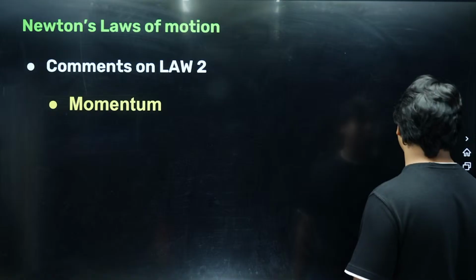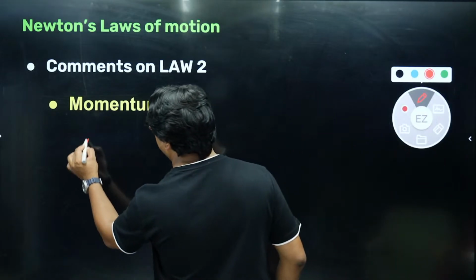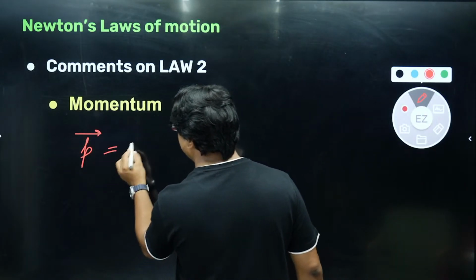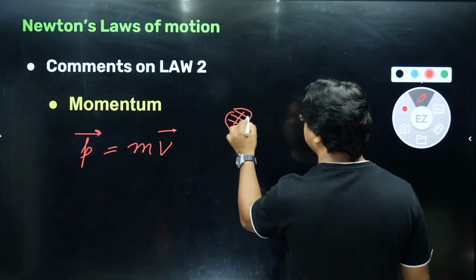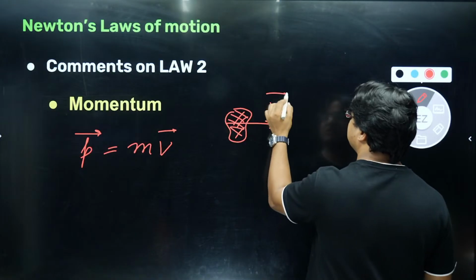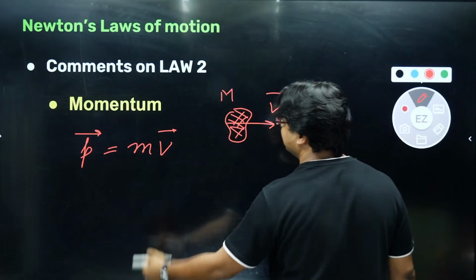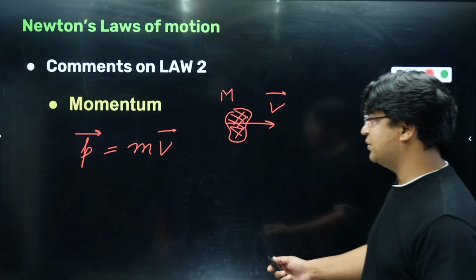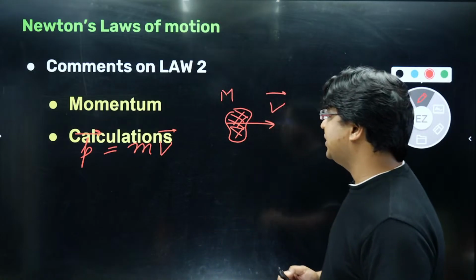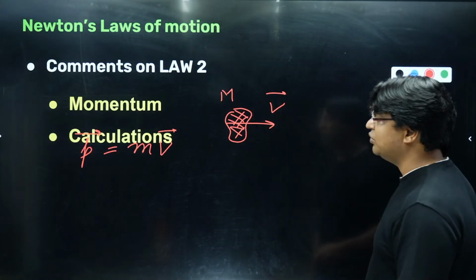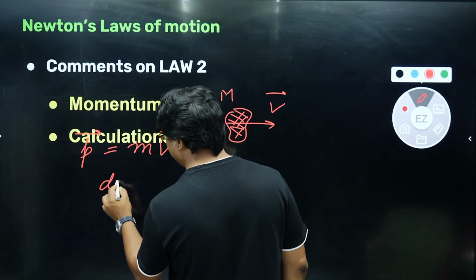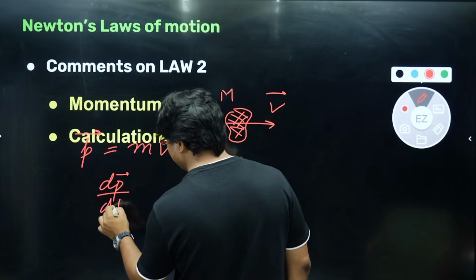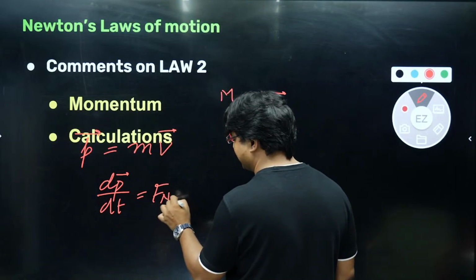Momentum is a vector quantity which is denoted as mass times the velocity. If there is an object of mass m which is traveling with a velocity v, then the momentum of this entity is given by m into v. It's a vector quantity. So that's momentum. Now, if we talk about the rate of change of momentum, what does the second law say? The second law is saying that the rate of change of momentum is equal to the net force acting on it.